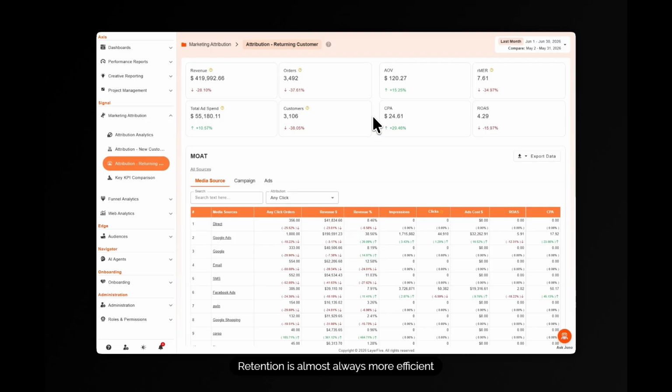Retention is almost always more efficient than acquisition. Lower cost per acquisition, higher average order value, higher conversion rates. That efficiency feels good, but it can quietly hide an acquisition problem if you're not looking at the two separately.